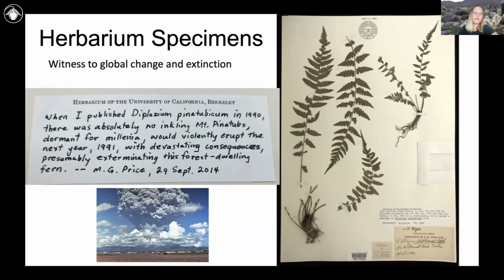And we have specimens of this species in the University Herbarium in Berkeley, and to just look at the specimen and know that this is the only record we have that this species ever existed on Earth. So, how do you put a value on something like that? Some of these specimens are totally priceless and just fundamental to our understanding of diversity on Earth.